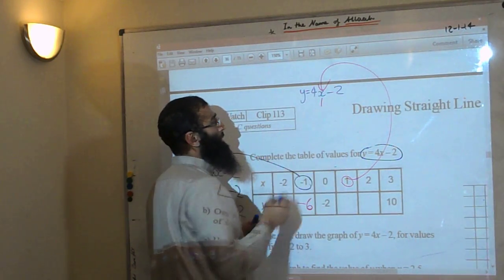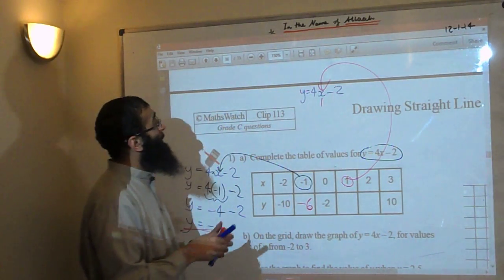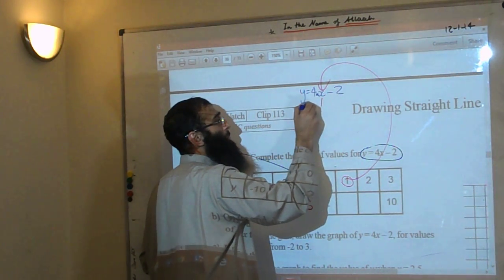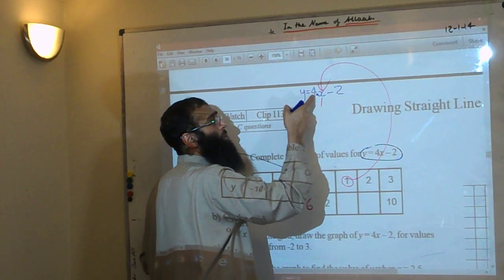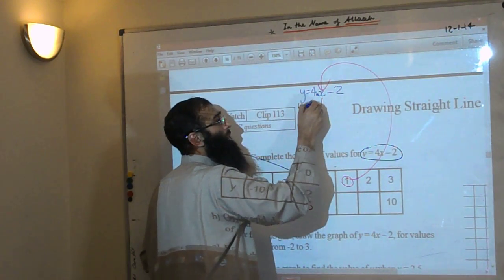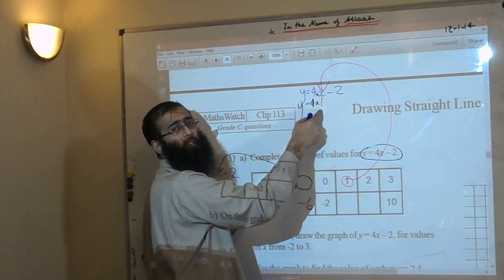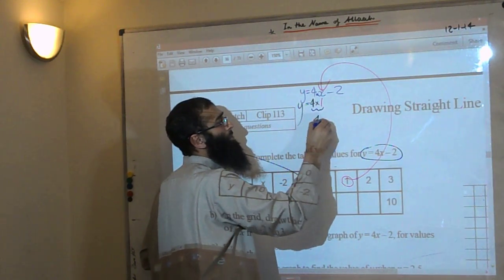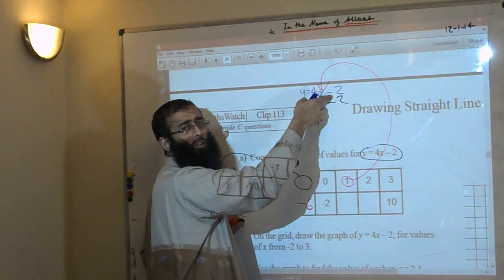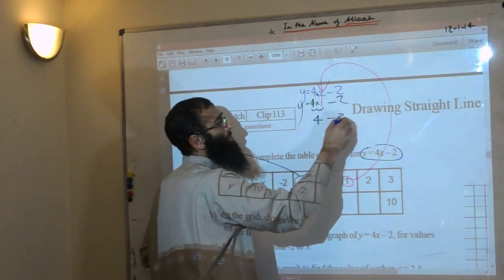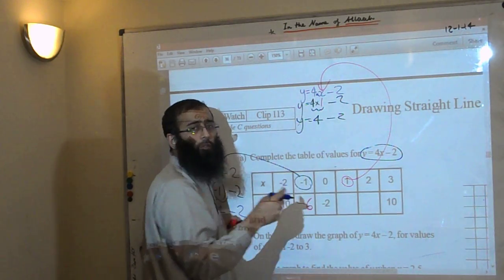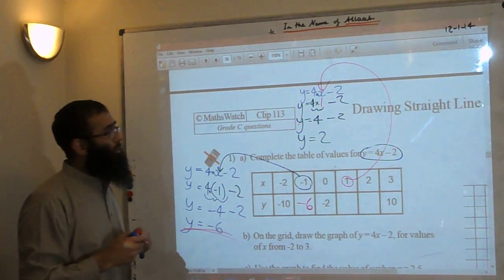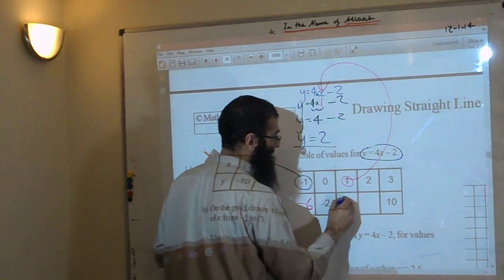Now, what is the 4 doing to the x at the moment? It is multiplying. So y equals 4 multiplied by x. So y equals 4 multiplied by our x value, which is 1. So 4 times 1 will be equal to 4. And then we have to minus the 2, which is part of the equation. So we have now 4 minus 2. We have 4, take away 2, and the answer to that will give us 2. That's our second answer.